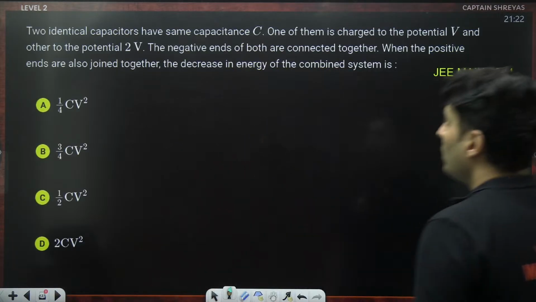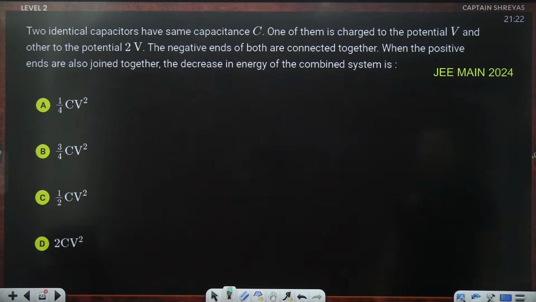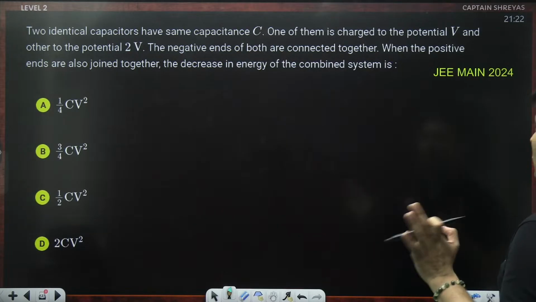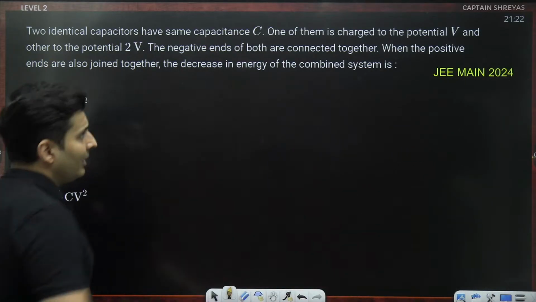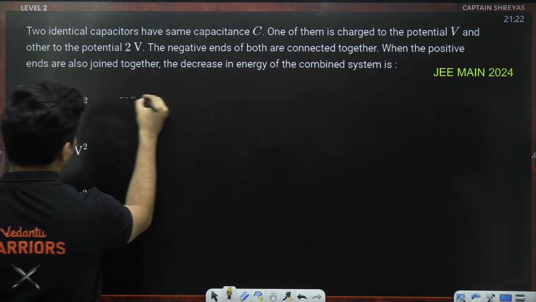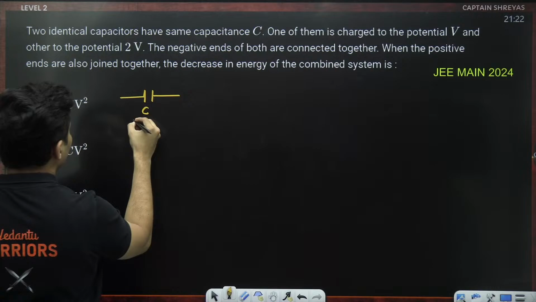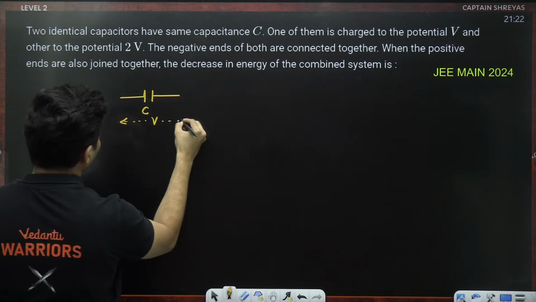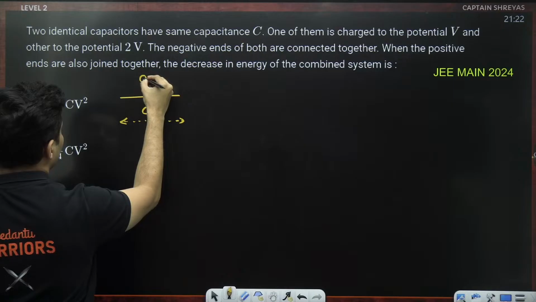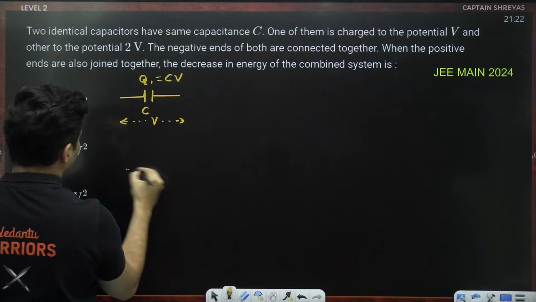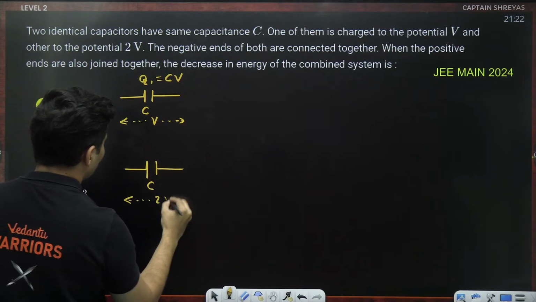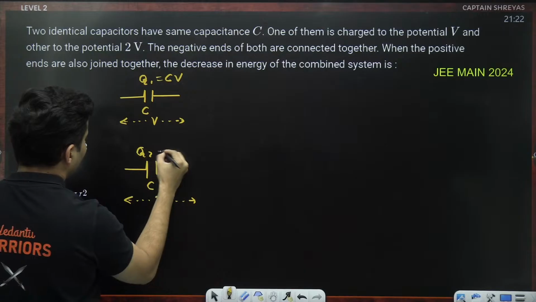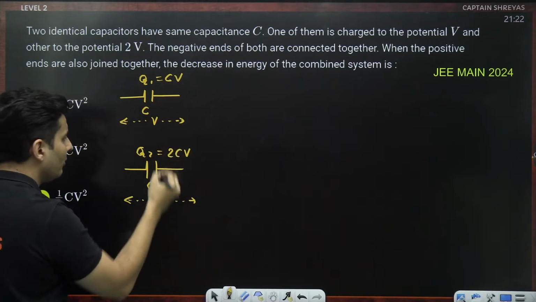All right. 2 identical capacitors have the same capacitance. One of them is charged to V, the other to 2V, negative connected together, positive also connected together. The decrease in the energy is how much? Okay. These kinds of questions have a standard technique. I will show you. See, this will repeat many times. This capacitance is connected across V volts, so the charge on this will be nothing but CV. There is another capacitor, identical I believe, but it is connected across 2V volts. So the charge on that will be 2CV. C into 2V is 2CV.